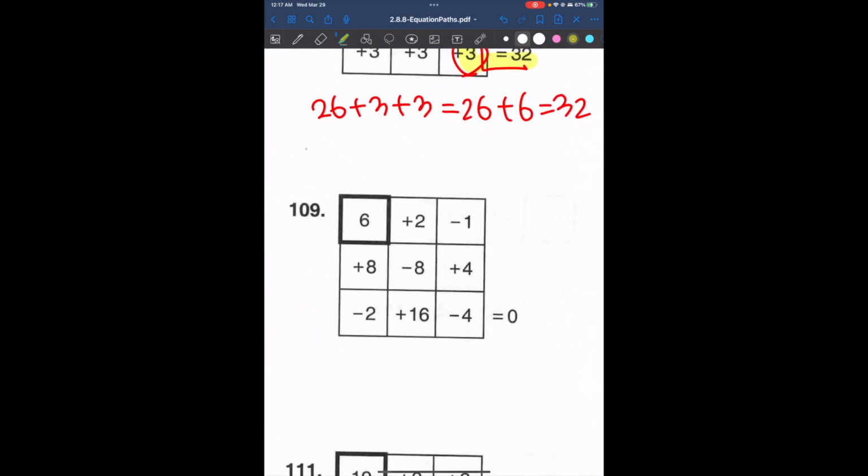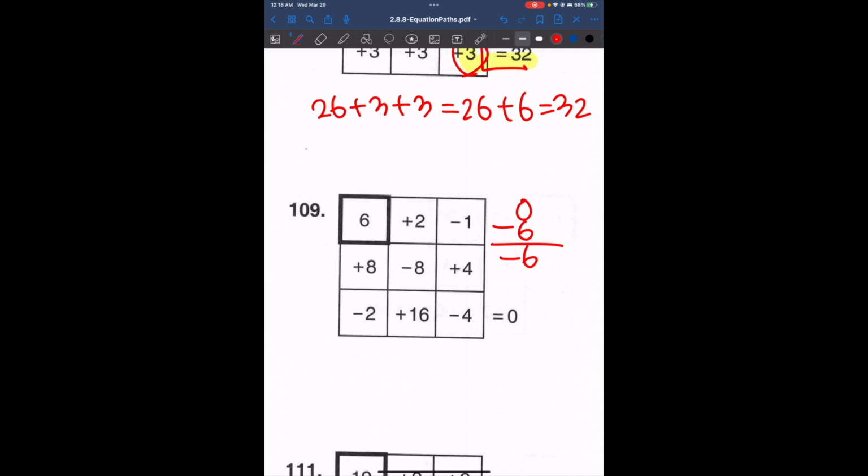I'll go over problem 109 with you guys because you just tried solving 108 on your own. And so the number we're starting with is 6, and we want to end with 0. So final minus initial is -6, so the numbers involved in the path must equal -6.